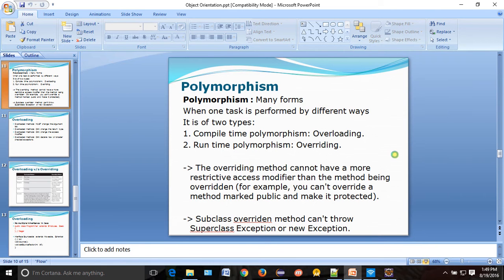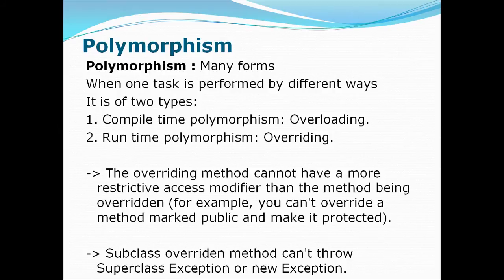Polymorphism means many forms. So poly means many, morphism means forms. Now polymorphism will have two types. So what are those? Compile time, run time. Compile time will be your overloading. Run time will be overriding. And overriding, I think we have seen, right? So what is overriding? What are the rules we have to satisfy?